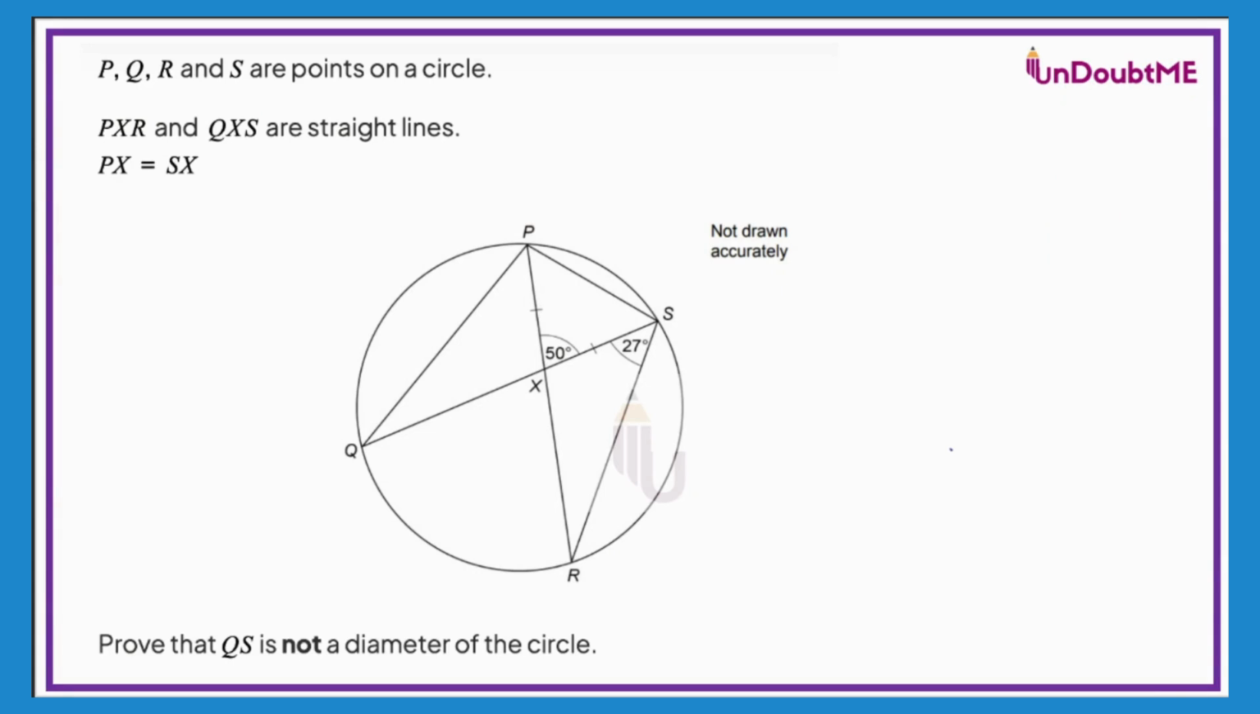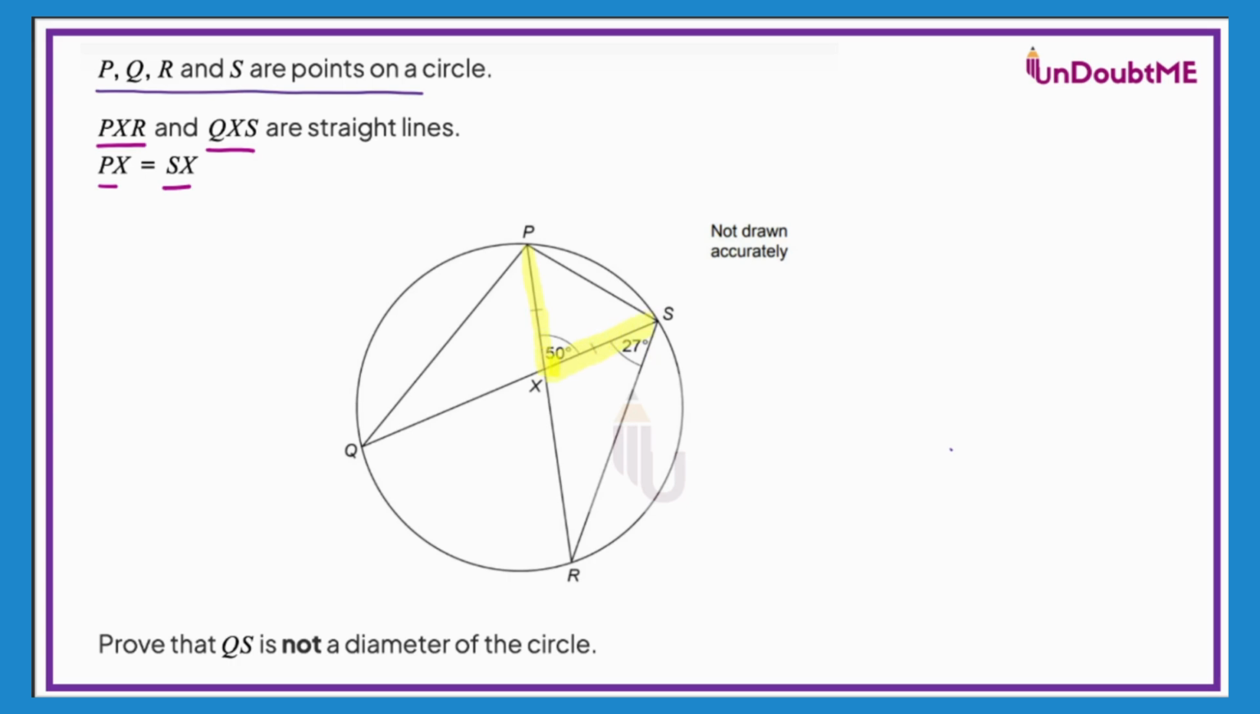So in this video we are back with one more very good question on applications of circle theorem. In this question it is given that P, Q, R, S are points on a circle, PXR and QXS are straight lines as you can see in the diagram. PX is equal to SX. So PX and SX are equal. Just look at it carefully. PX is this and SX is this.